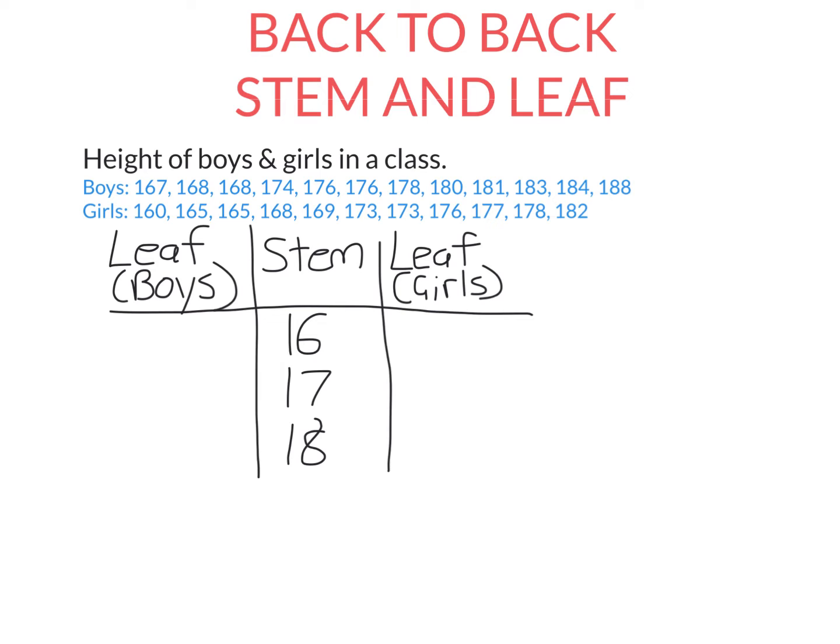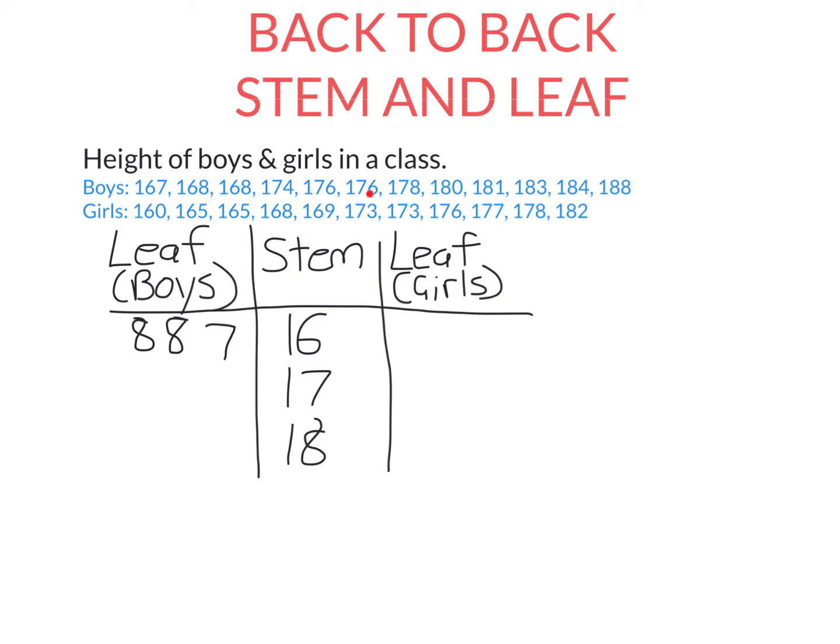Let's start with boys. The first score we have to put in is 167. So we just put a 7 here. That score means 167. I know it's 167 because it's in the 16 stem. Similarly for 168 and 168. Now when you're doing a back-to-back stem and leaf plot, the scores need to be in order, so the lowest scores closest to the stem.